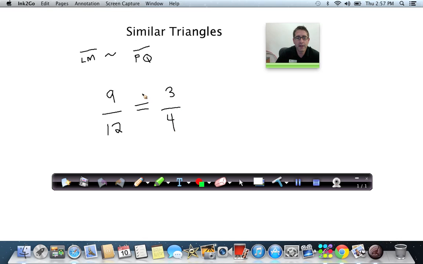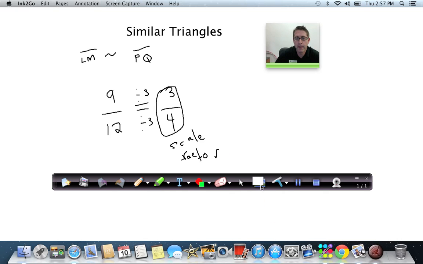And I can't simplify that anymore because I divided the top and bottom by 3. That allows me to simplify that. So 3/4 is now my scale factor. So I'm going to write scale factor right there. Alright, now we know the scale factor.